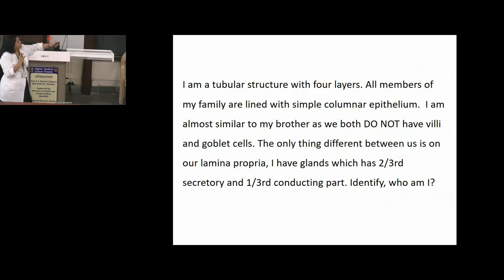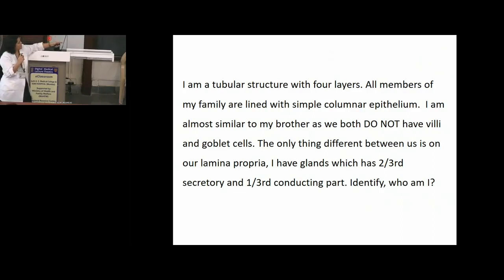All members of my family are lined with simple columnar epithelium. Simple columnar, agar tubular structure bola to wo vessel bhi ho sakta hai, but vessel columnar nahi rehta hai, so ruled out. Okay? So this is intestine. Right? Then it is written, I am almost similar to my brother. That means there are two slides with the same structure. Right? We both do not have villi and goblet cells. When I say villi nahi hai, to ho sakta hai colon bhi hai, but usne bola goblet cells bhi nahi hai. So it is definitely stomach. Clearly stomach pe aa gaye.